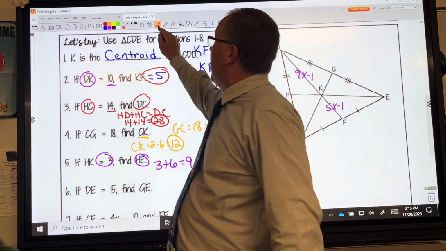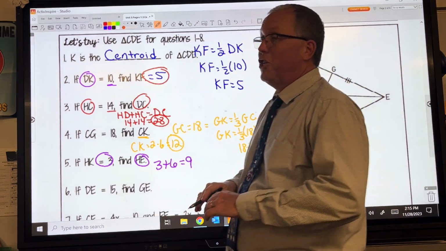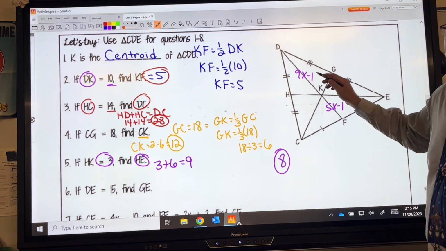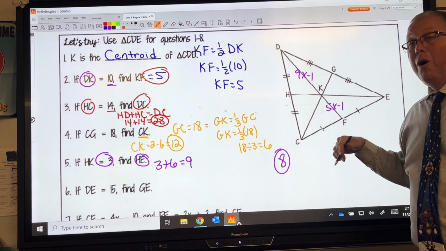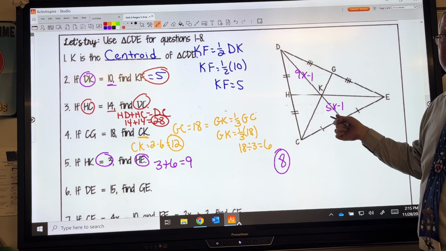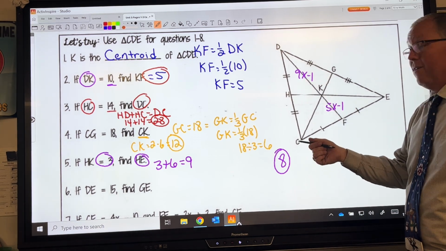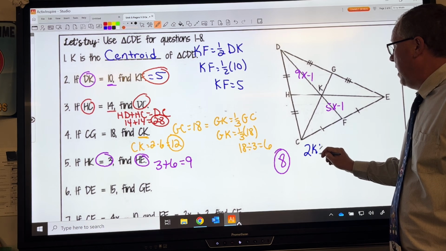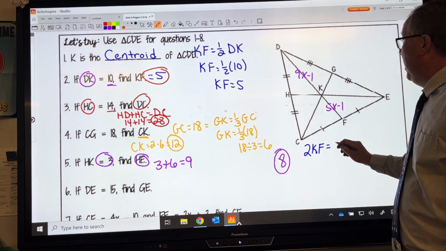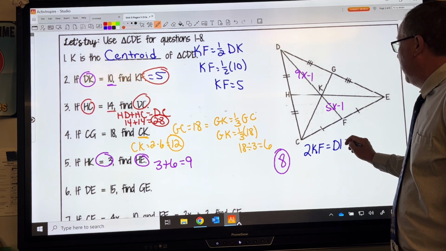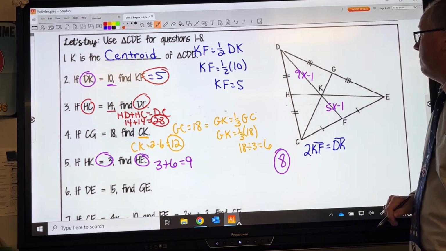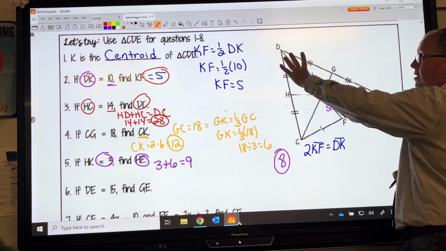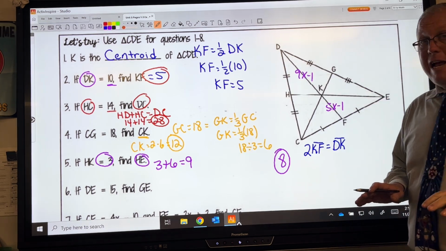Now, nothing has changed, right? We haven't changed the rules or anything like that. The small section is still half of the big section, or it takes two of the small ones to equal a big one. So I can write it like this. It takes 2 KFs to equal DK, right? So it takes two of these small ones to equal the big one. This will work every single time.